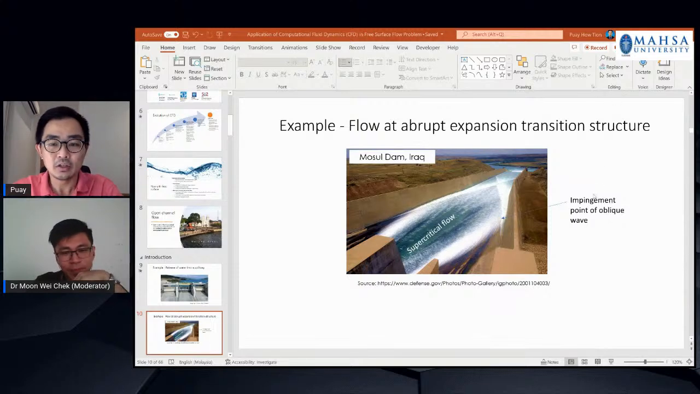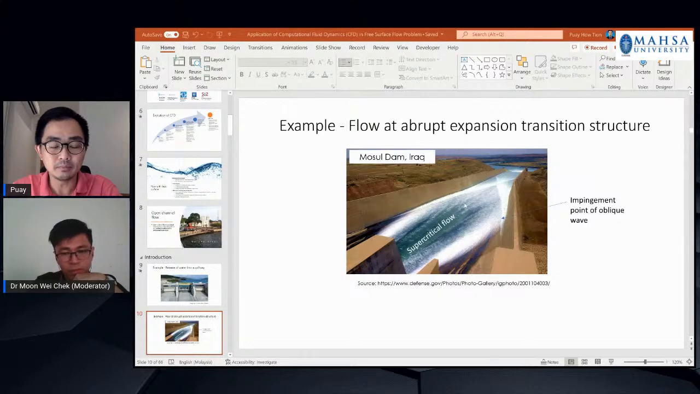So after some time, the flow will develop into supercritical flow, and an oblique shock wave will be generated, and this shock wave will hit the sidewall here. The point where the shock wave hits the sidewall is called the impingement point, and it is very important to determine this location so that we can reinforce the wall at this location, and we can save money by not reinforcing the whole stretch of the wall, but reinforcing a certain part of the wall only.